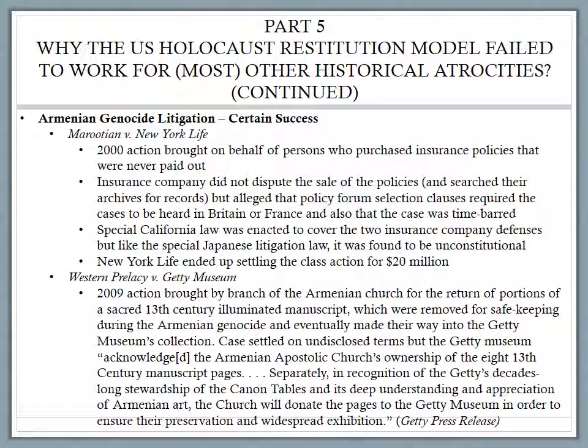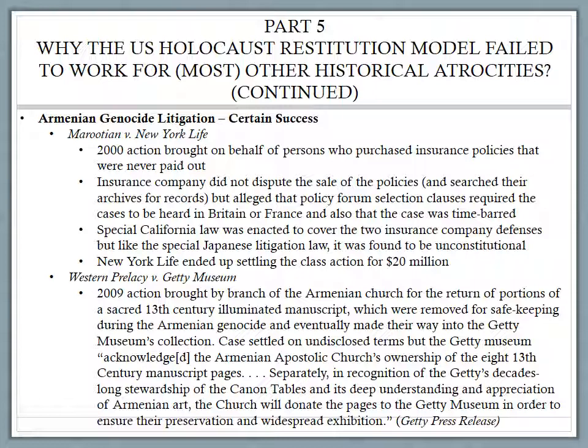Does that sound familiar? It was based on Holocaust insurance policy litigation. The insurance company New York Life didn't dispute that it sold the policies, and it actually combed their archives for evidence of the sale of the policies, but amongst many defenses, they alleged that the policies contained forum selection clauses that required the cases to be heard in either Britain or France, and also they argued that the case was time barred. It was barred by a statute of limitations.